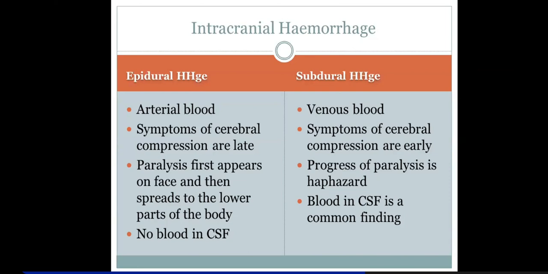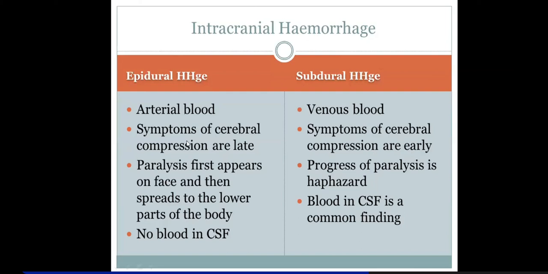So obviously, if there is collection of blood outside the dura, it will not compress the underlying structures in the cerebral cortex. Its pressure effect will be less, because of the underlying thick, rigid meningeal layer. And if it's a subdural hemorrhage, the blood clot is actually resting on the arachnoid mater, and these are very thin layers. So the compression effect will come early in subdural hemorrhage. The symptoms of cerebral compression are early in subdural hemorrhage, and will be late in epidural.